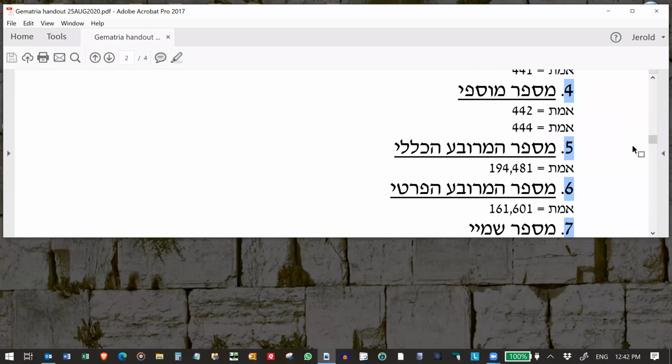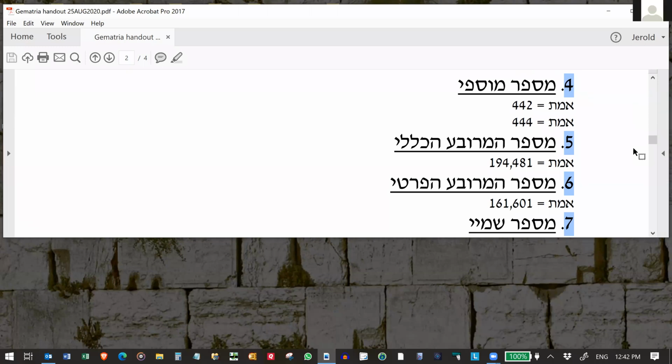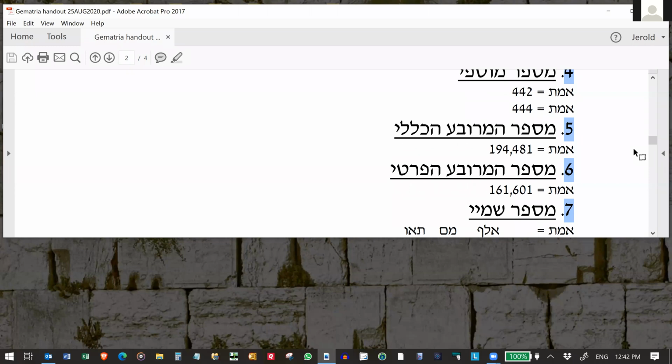And then we have something which is very out there. Mispar Shimi, which is the name value. The name value is because each letter of the word can be expressed by a Hebrew word. Names have meaning and significance. This is a lesson that we certainly can walk away with from here. And names have significance.